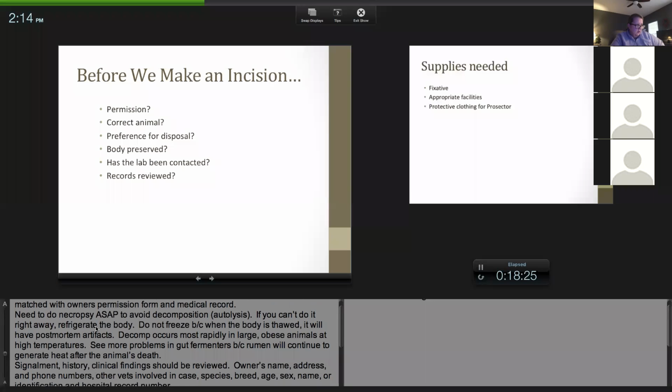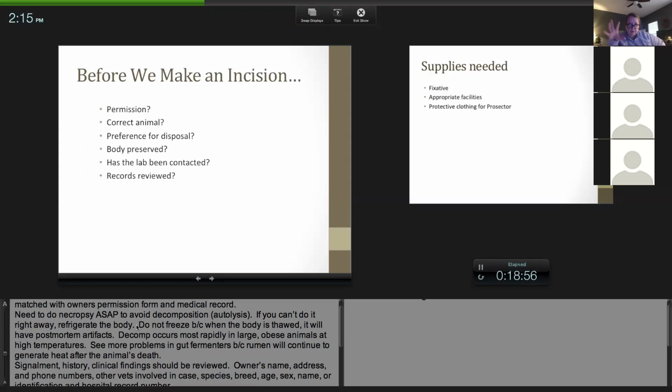Now, there's a note here that says preference for disposal. The problem with necropsy is that if an owner wants to have it done, it has to be done on fresh tissue. They cannot be frozen. So we need to do this ASAP. Like if someone brings you a dog that lived on a farm and they found it two days ago, having died in the field, at that point it's probably too late.